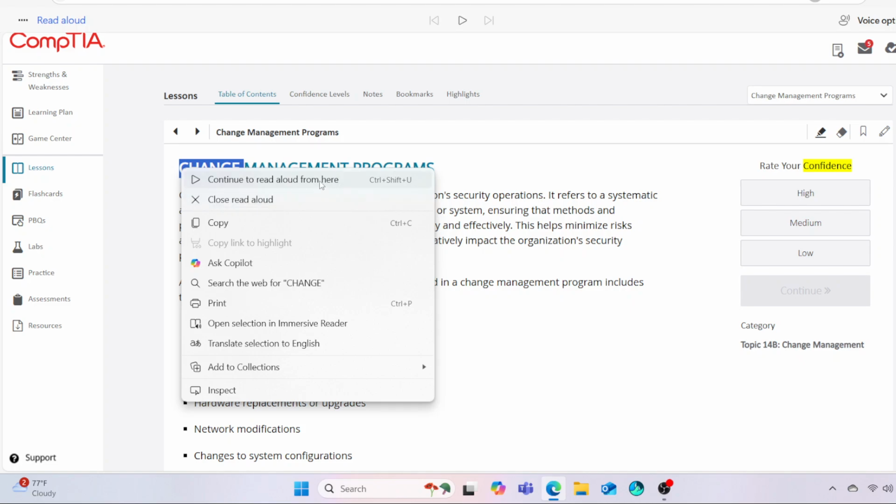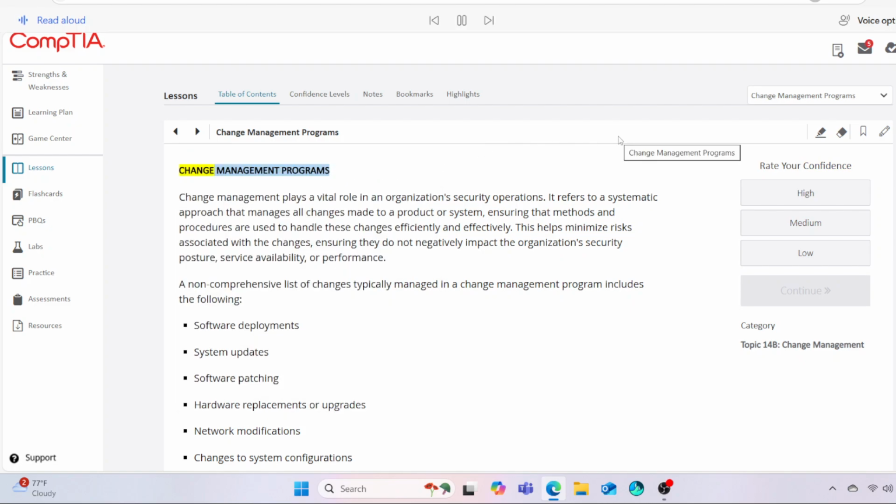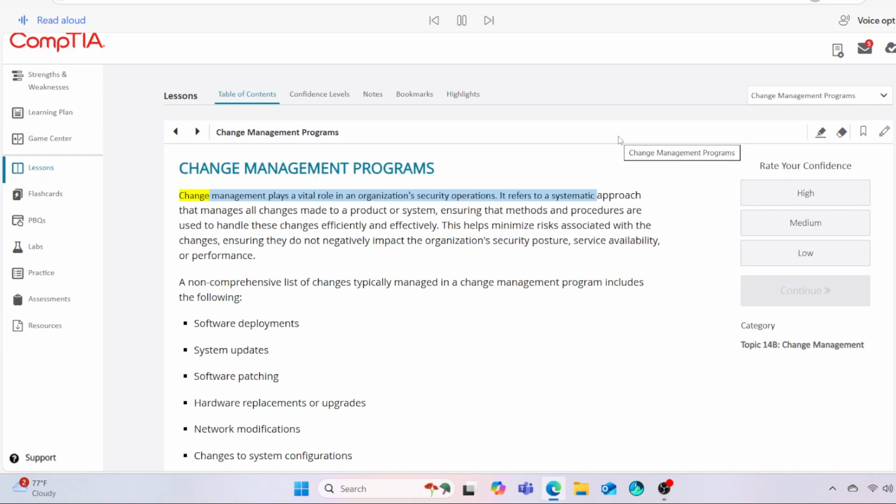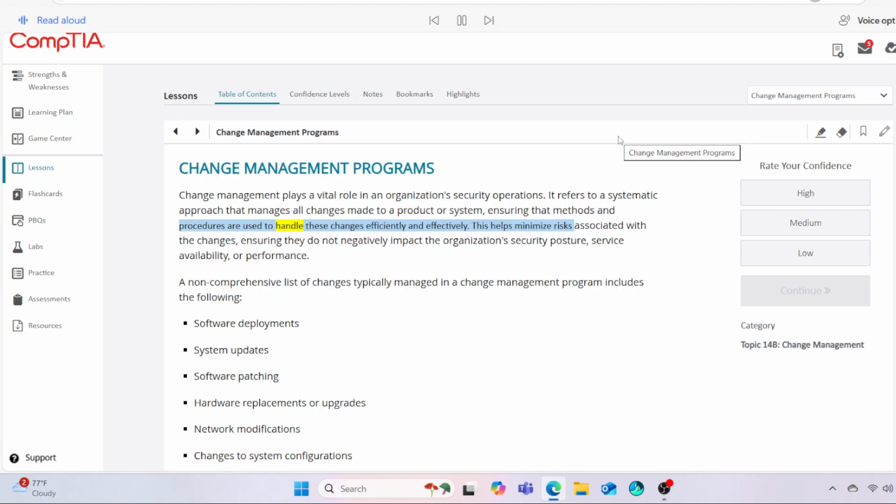Change management programs. Change management plays a vital role in an organization's security operations. It refers to a systematic approach that manages all changes made to a product or system, ensuring that methods and procedures are used to handle these changes efficiently and effectively. This helps minimize risks associated with the changes, ensuring they do not negatively impact the organization's security posture, service availability, or performance.